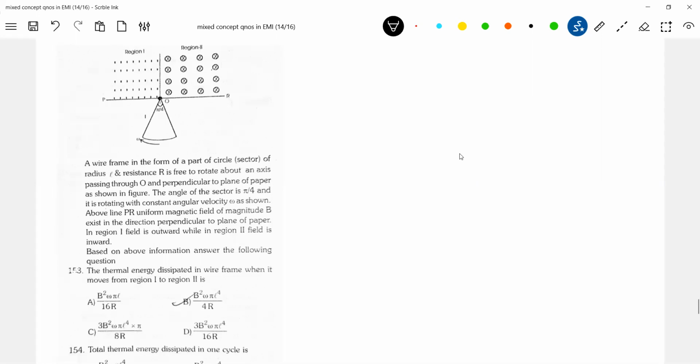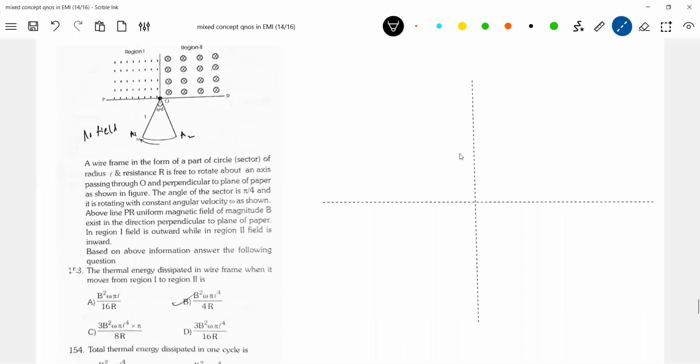So you do one thing, take this as a rod, OA1, and this is OA2. Like two rods are rotating and they're connected by arc A1, A2, and the angle subtended by that arc is pi by 4 at the center. When I rotate it, where will heat be generated? There's no magnetic field here, and there's a field here. Without much calculation, you can finish this problem. So don't get into mathematics. Just treat it like two rods.